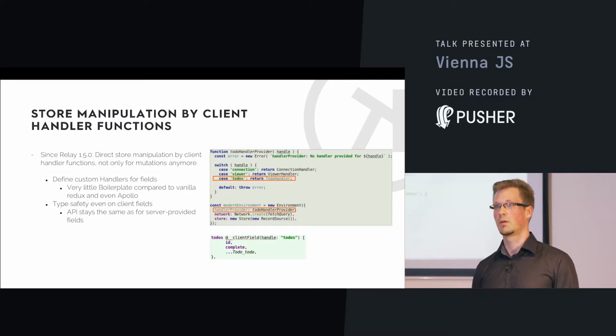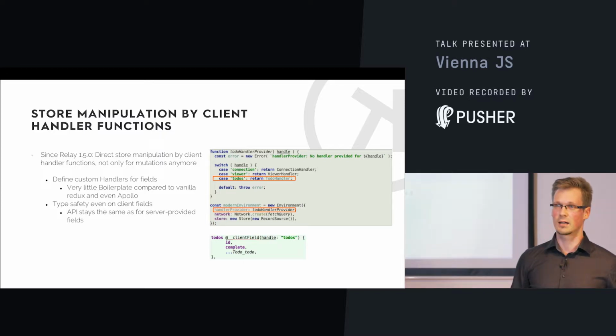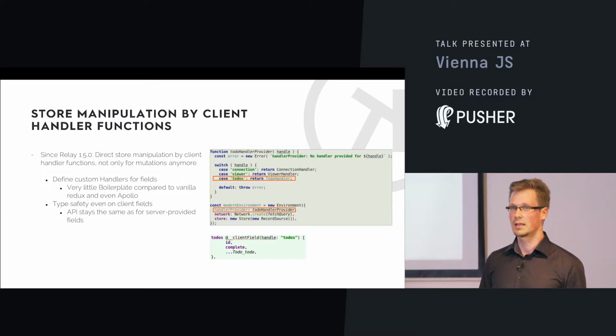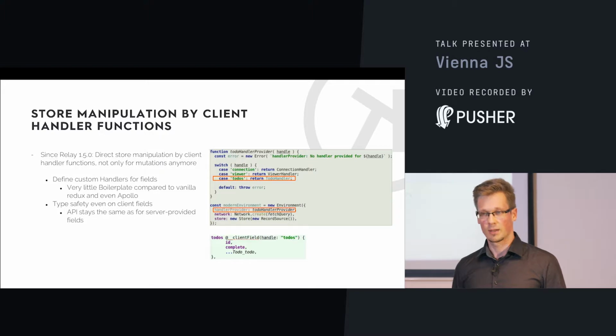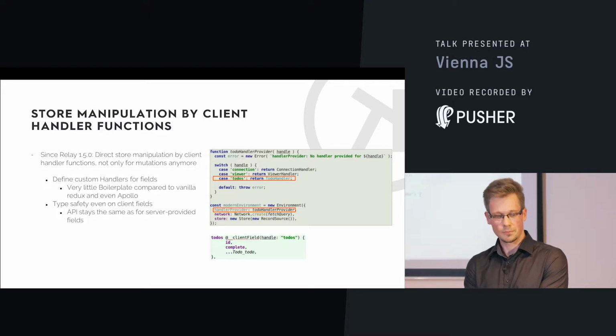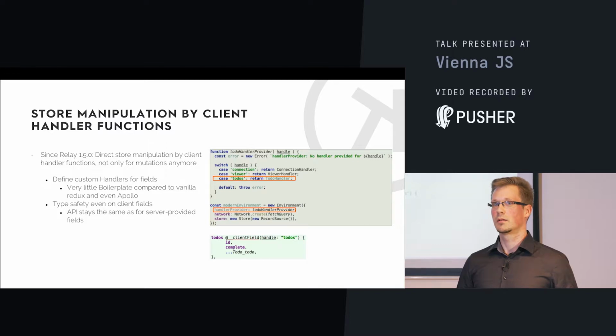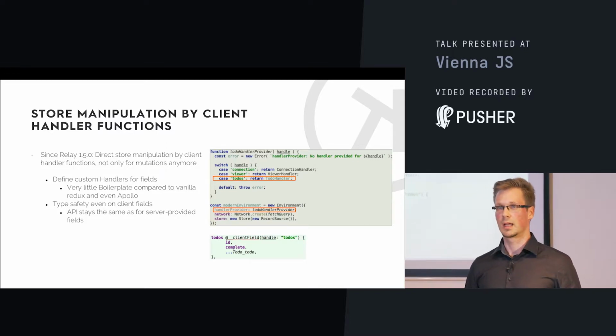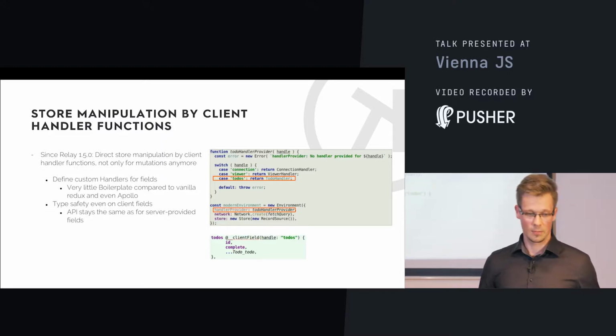This changed with Relay 1.5, and now we can do that. So we have the same power as Redux or Apollo have, and we can directly manipulate it, which can be used to define better re-rendering or updating mechanisms for React component trees.